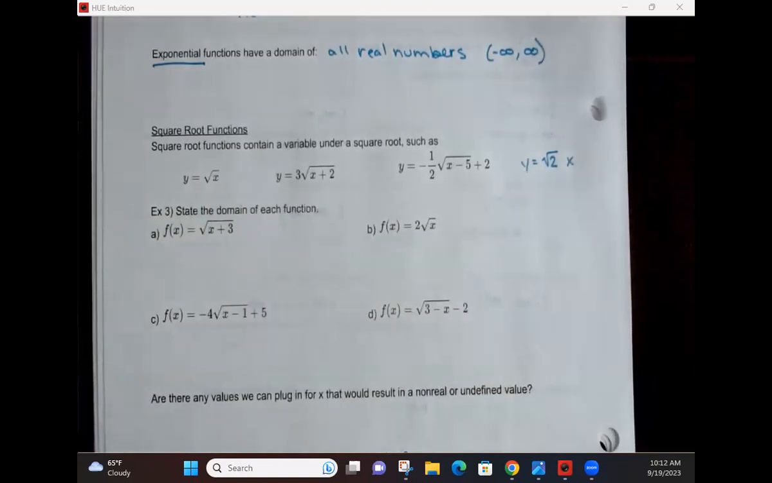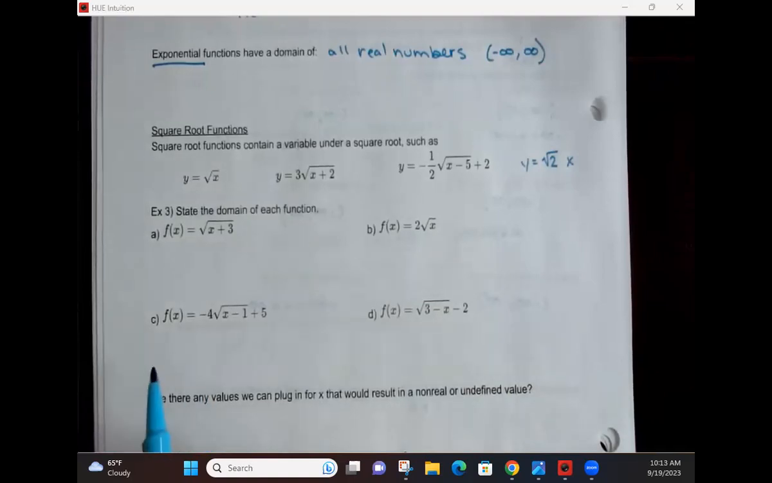We've got square roots here, so do I need to be concerned about taking square roots of negatives? Yes, absolutely. Do I need to be concerned about dividing by 0 on any of these? No, that's not a concern I need to have right now, but square roots of negatives is something I need to worry about, okay?